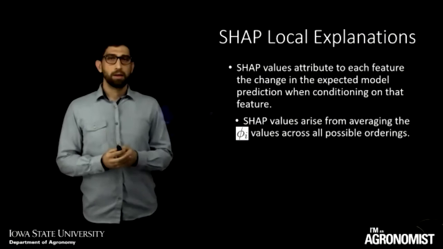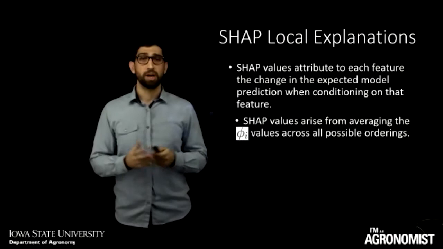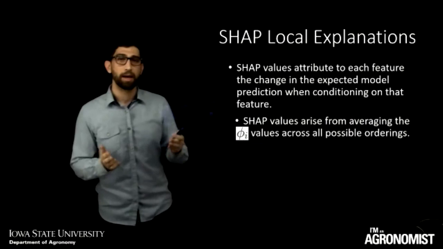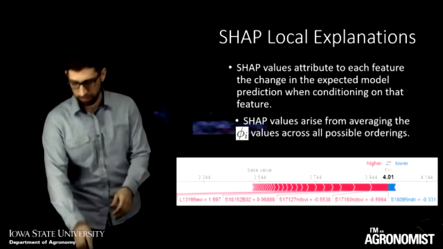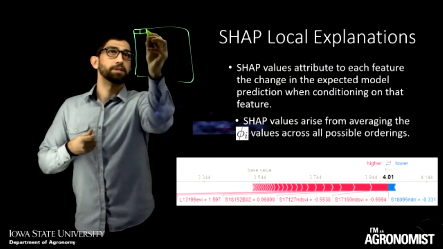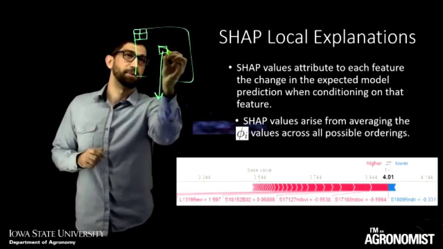SHAP values attribute to each feature the change in the expected model prediction when conditioning on that feature. And the SHAP values arise from the averaging process of phi i values across all possible orderings. And you get a plot like that. So these are the covariates, and there is a particular data point in the map, for example, like that. Let's say that this is your prediction map and you have pixels, right? And you have another pixel here and you find this interesting and you want to find out what is important to make such a prediction. Sorry, it's a bad pixel. They should have the same sides.